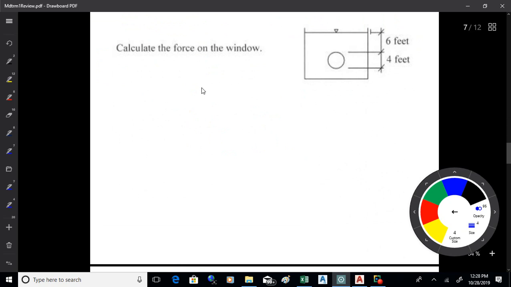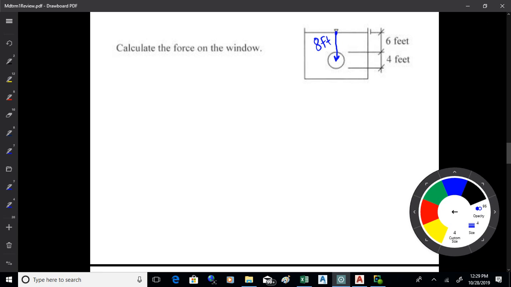Okay. The next one here, want to find the force on the window. Now I just draw an arrow on there, okay, because that's 6 and 2 more. That's 8 feet down to the middle of the window. That's where I want to be, in the middle of whatever it is I'm calculating here. That's 8 feet down.